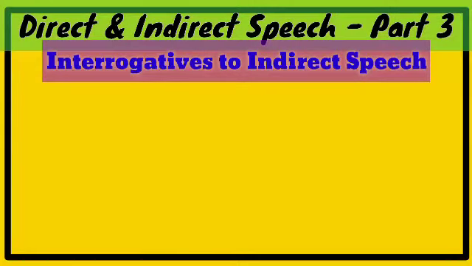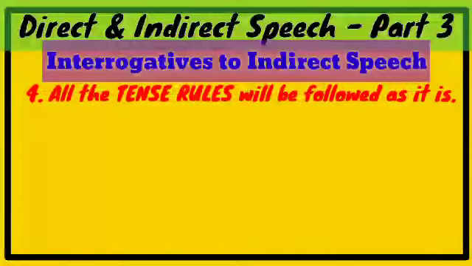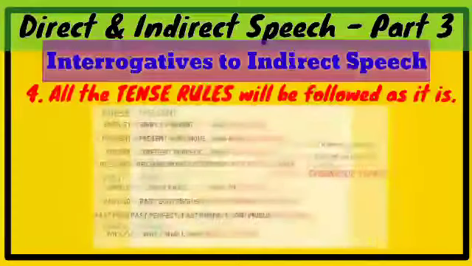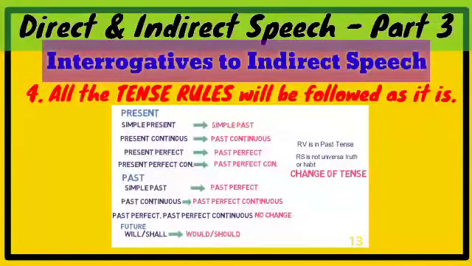Next, the rule number 4 is that all the tense rules will be followed as they are. In our first class, we have already understood that simple present tense changes to simple past, present continuous changes to past continuous, present perfect changes to past perfect, present perfect continuous changes to past perfect continuous, simple past changes to past perfect, past continuous changes to past perfect continuous, past perfect and past perfect continuous remain as they are. In future tense, will and shall change to would and should.